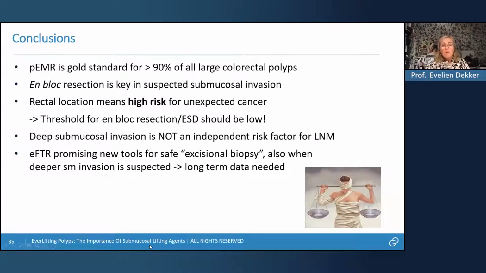Deep submucosal invasion does not seem to be an independent risk factor for lymph node metastasis. So even an SM3 without any other risk factor might still be appropriately treated with local resection. And lastly, EFTR, as I've shown you, is a promising new tool for a safe excisional biopsy, also when deeper submucosal invasion is suspected, but we need long-term data for that. So I thank you very much, and I would like to give the word to Professor Hassan.